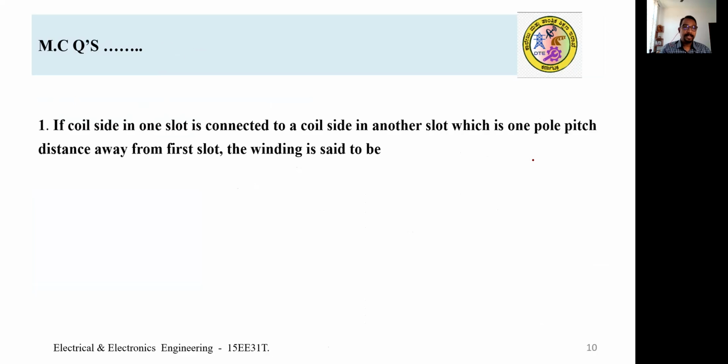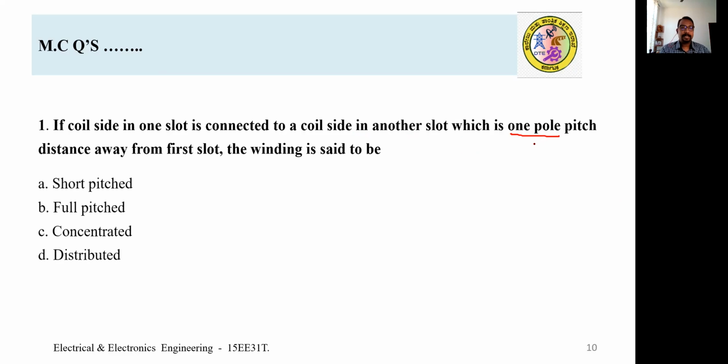The first one: if the coil side in one slot is connected to a coil side in another slot, which is one pole pitch distance. Observe here, if one coil side is placed in one pole, then its other side is placed in the other slot. So the coil span is one pole pitch. If the coil span is equal to one pole pitch, we call it a full pitched winding. If it is less than one pole pitch, we call it a short pitched winding.